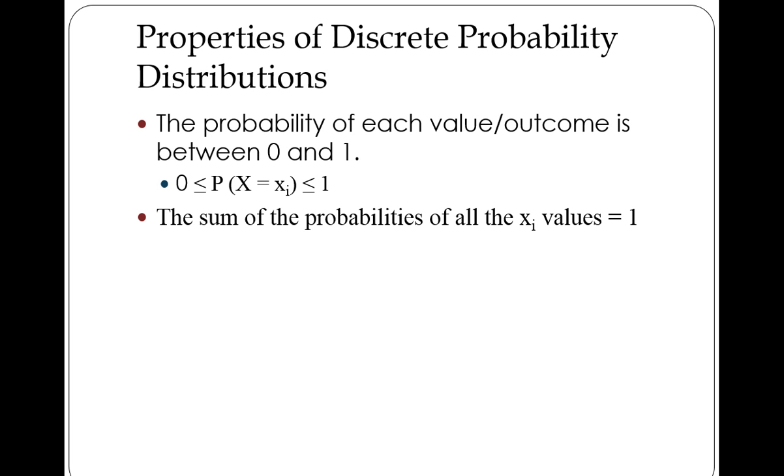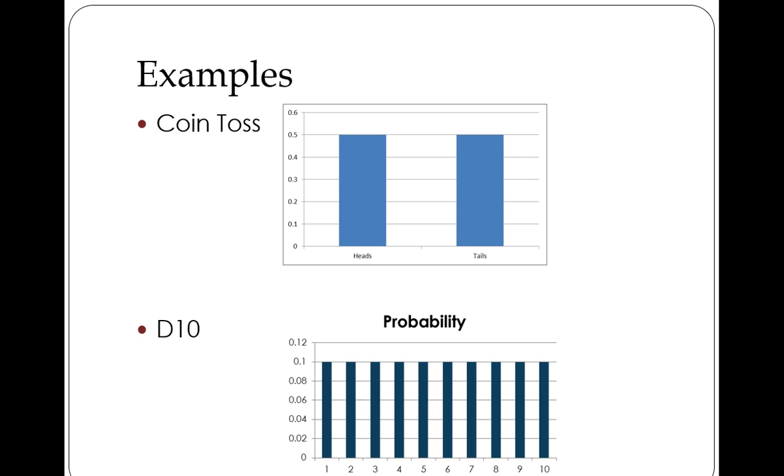Some properties of discrete probability distributions. As before, the probability of everything has to be between 0 and 1. And 0 means it's impossible, and 1 means it's certain. And most things have a probability somewhere in between that. The sum of all the probabilities of all of the different x's, the different outcomes, has to be 1. So that's not any different than what we've been talking about.